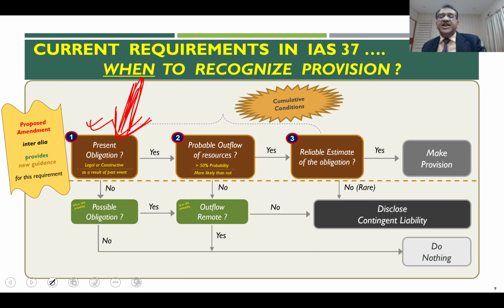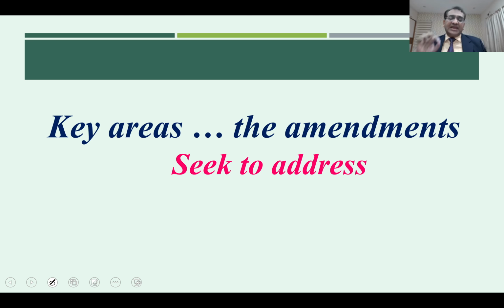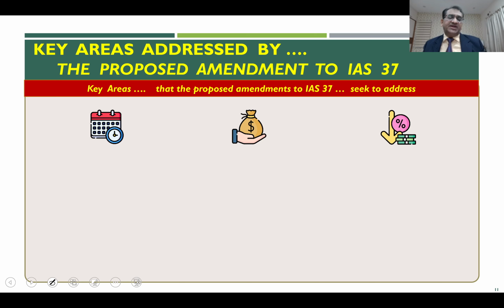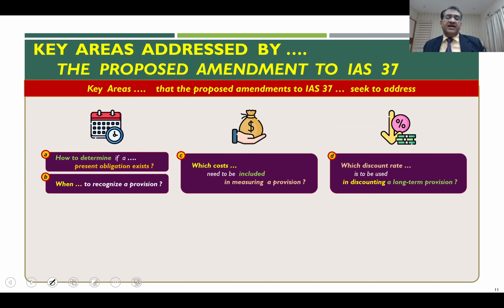We will deep dive into the requirements of the amendment in our subsequent video. But let us see what are the key areas which the proposed amendment to IAS 37 seeks to address. There are three broad areas mainly sought to be amended by the targeted improvements, for which the exposure draft has been initiated. These areas are listed on your slide.